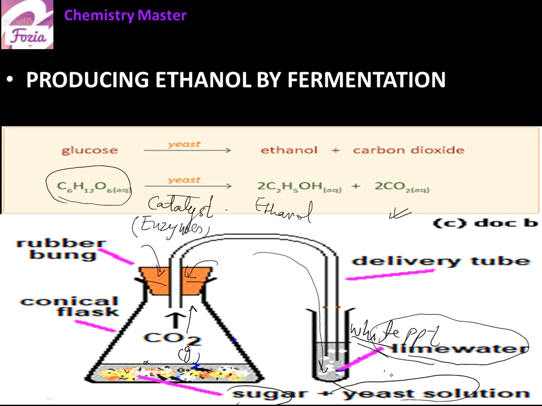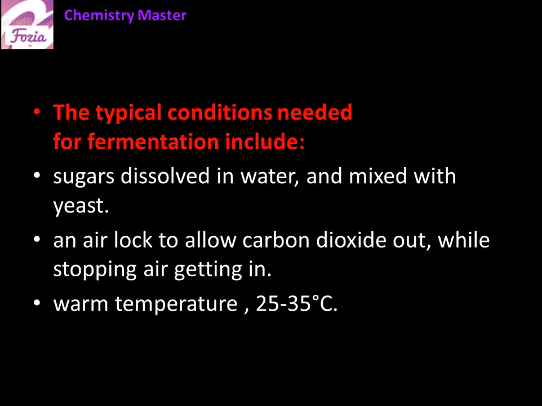So this is what we need to identify: what are the raw materials for it, what are the suitable conditions for this reaction, and how we are going to identify it. You see, the typical conditions needed for fermentation include that the sugars must be dissolved in water and mixed with the yeast so that the raw materials are mixed together well so that the reaction will proceed adequately. The next is an airlock to allow the carbon dioxide out while stopping air getting in. And how is this done?